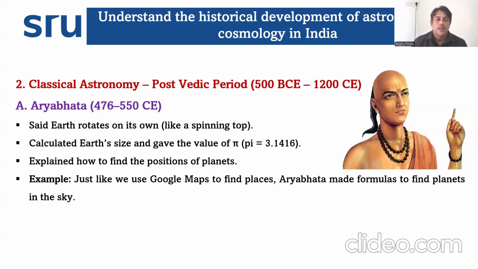That is Aryabhata. He calculated the size of the Earth and gave its value. What is the value? Regarding the size of the Earth, according to Aryabhata, pi equals 3.1416. He also explained how to find the positions of planets. Just as we use Google Maps to find places, Aryabhata made formulas to find the positions of the planets in the sky. These are all significant contributions of Aryabhata, who was a renowned mathematician as well as an astronomer.